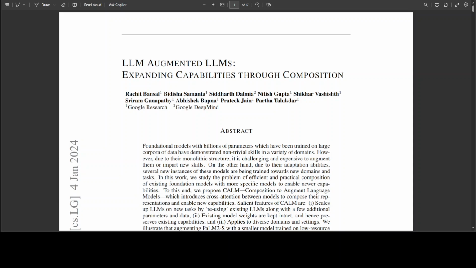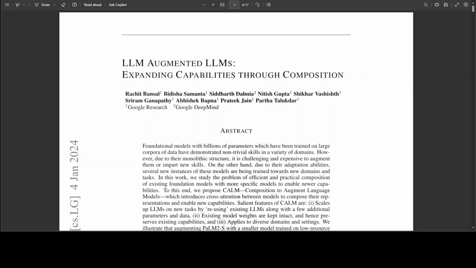There has been a lot of focus on making these large language models as resource efficient as possible. This new paper, titled LLM Augmented LLM, touches upon the very concept. The idea behind this research paper is that they have proposed a new concept called CALM, which stands for Composition to Augment Language Models. This CALM method introduces cross attention between models to compose their representation and enable new capabilities.